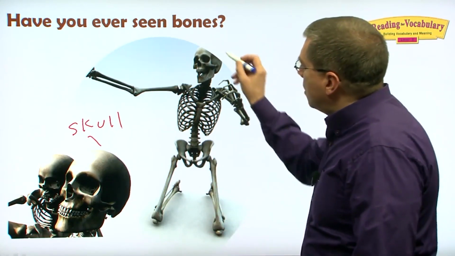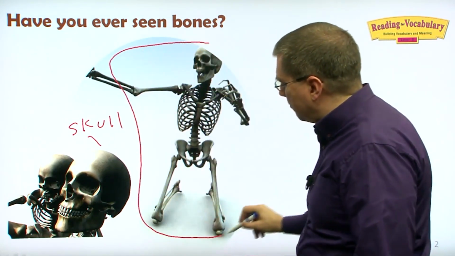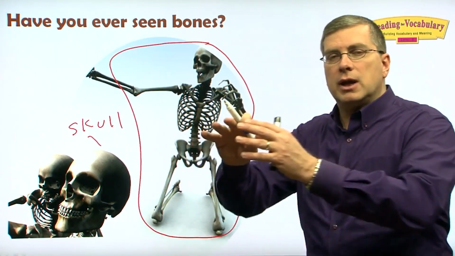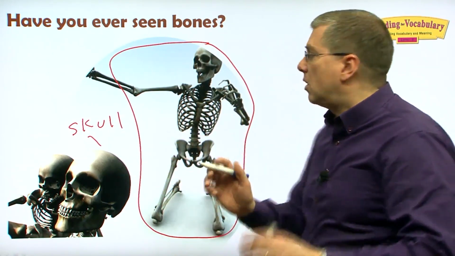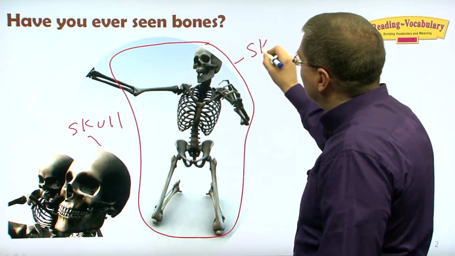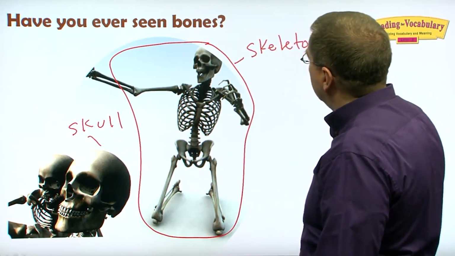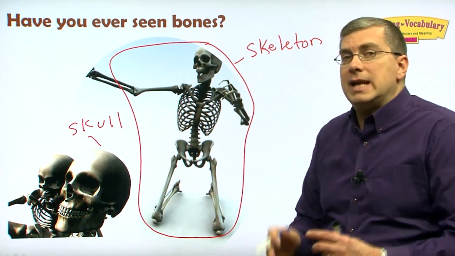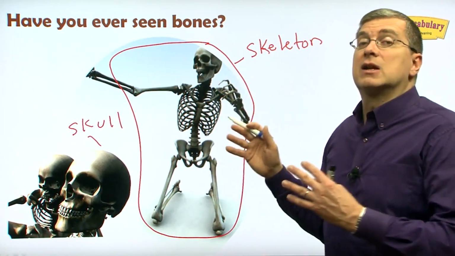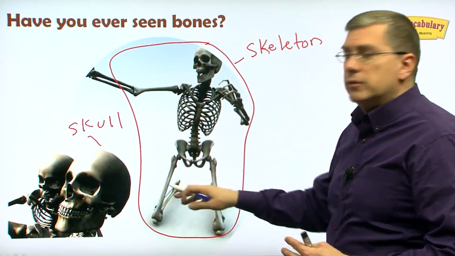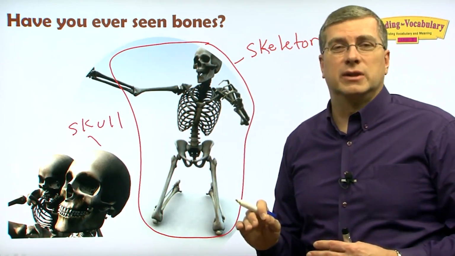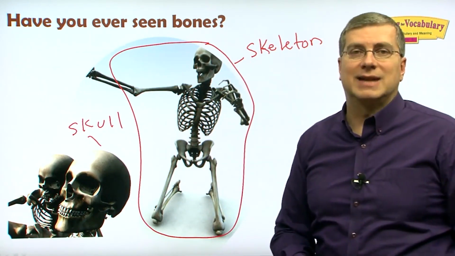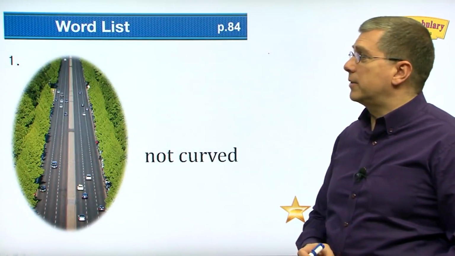By the way, do you know what the entire collection of bones is called? Not just for humans, but for animals too. If all the bones are connected, we call that a skeleton. A skeleton is all the bones in an animal's body that are all connected and in the right place. It's a complete skeleton. Sometimes if bones are missing, we say it's part of a skeleton. But the whole collection of bones is the skeleton. Okay, let's move on with our words.